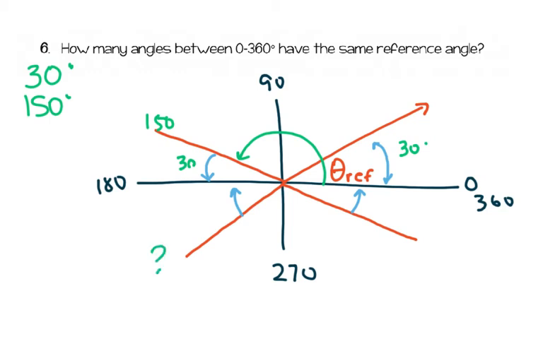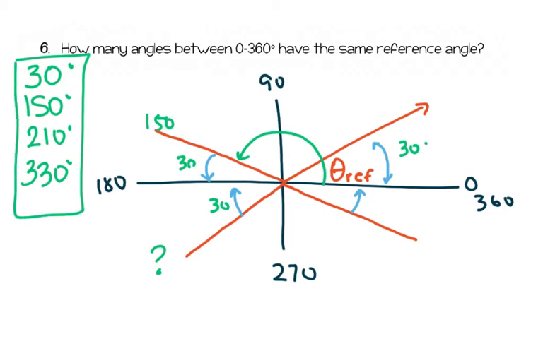What's the next one? What would that angle be? You're looking at 30 degrees beyond 180. So that would be 210 degrees. That also has a reference angle of 30 degrees. And then for the last one, you're looking at 30 degrees less than 360. So 330 degrees also has the same reference angle. So understanding that no matter where you're located, your reference angle is acute. It's positive. It's the distance between your terminal side and the x-axis. Those are all super important skills to be able to have.